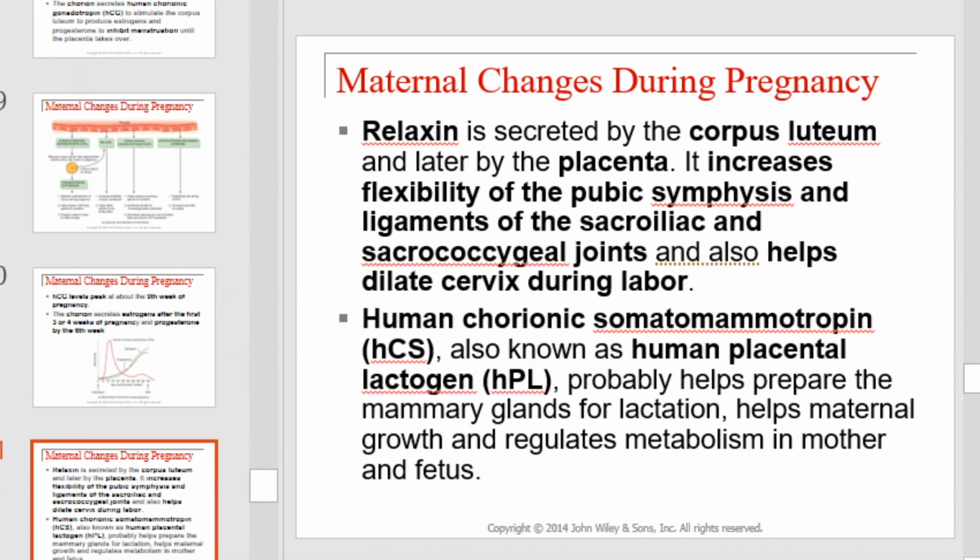Relaxin is secreted by the corpus luteum and later by the placenta. It increases the flexibility of the pubic symphysis and the ligaments of the sacroiliac and sacrococcygeal joints. It also helps dilate the cervix during labor. Human chorionic somatomammotropin, also known as human placental lactogen, probably helps prepare the mammary glands for lactation and helps the maternal growth and regulates metabolism in mother and fetus.